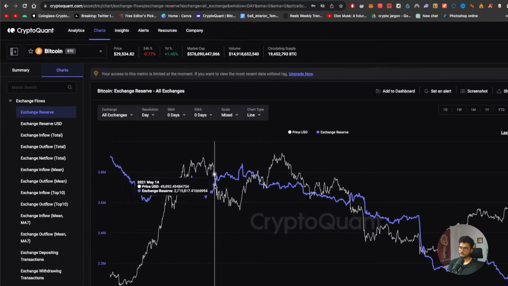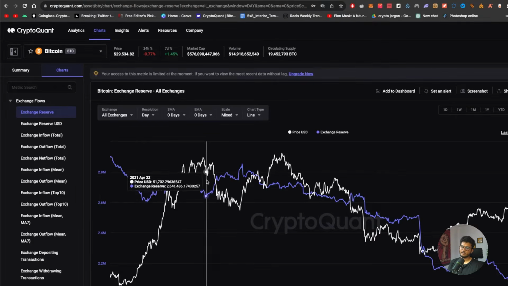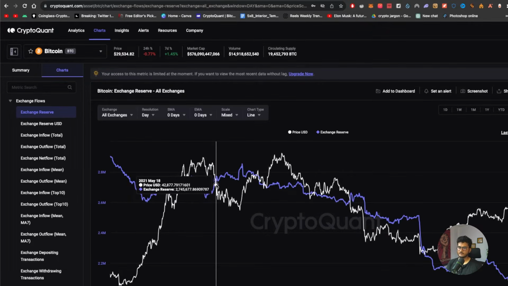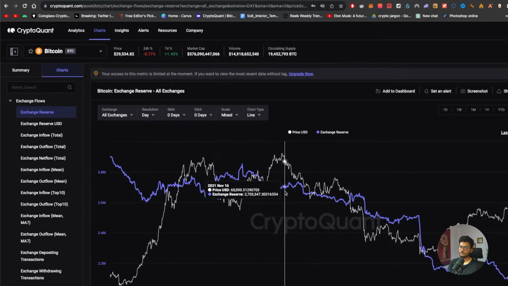That means whenever we see a cross between exchange reserves and price, the market falls. So whenever exchange reserve increases, it means a lot of people have started to sell, and vice versa. So here we can see that the exchange reserve increased, so the price fell. When the market was at top, the exchange reserve was very low.